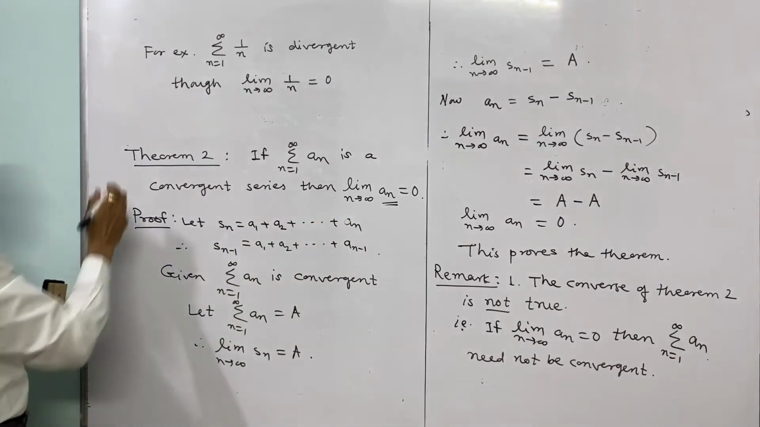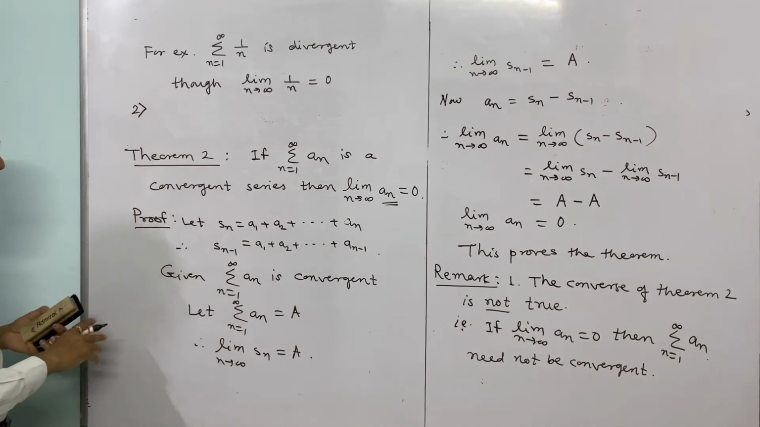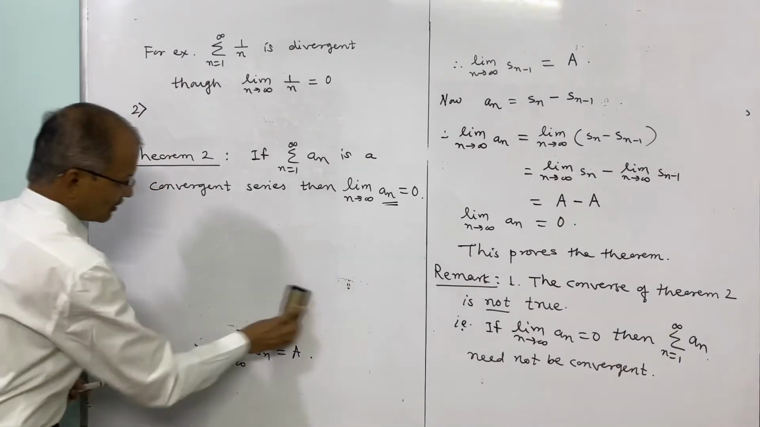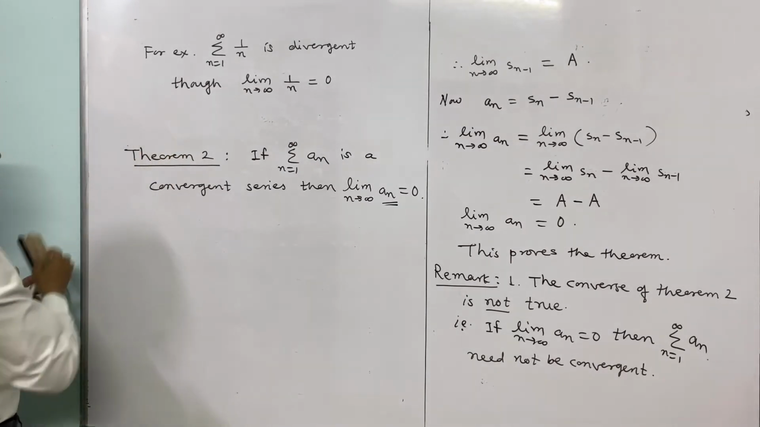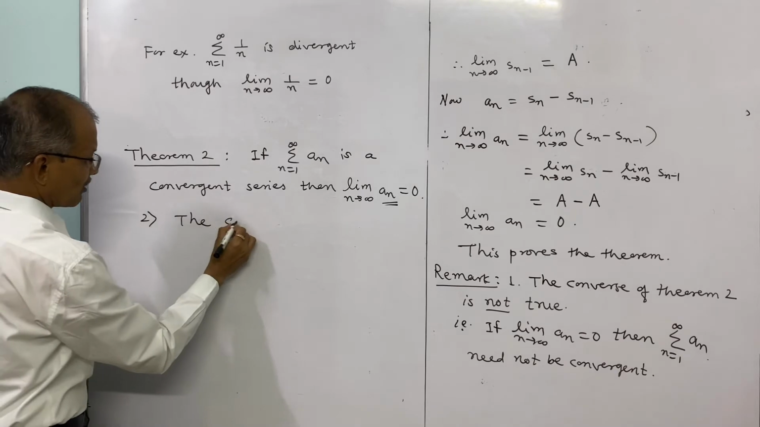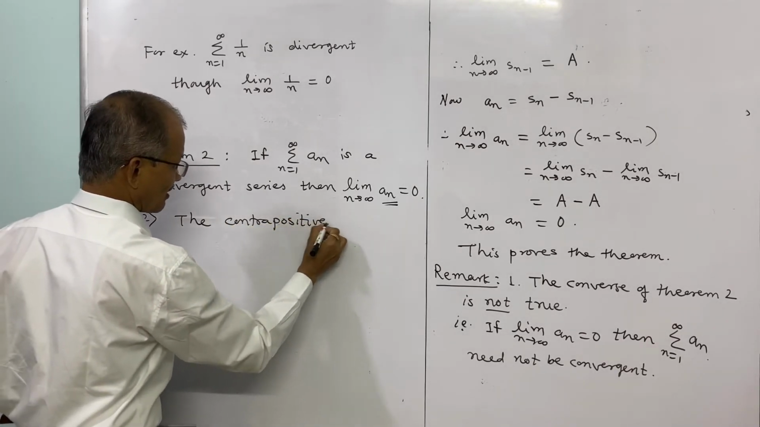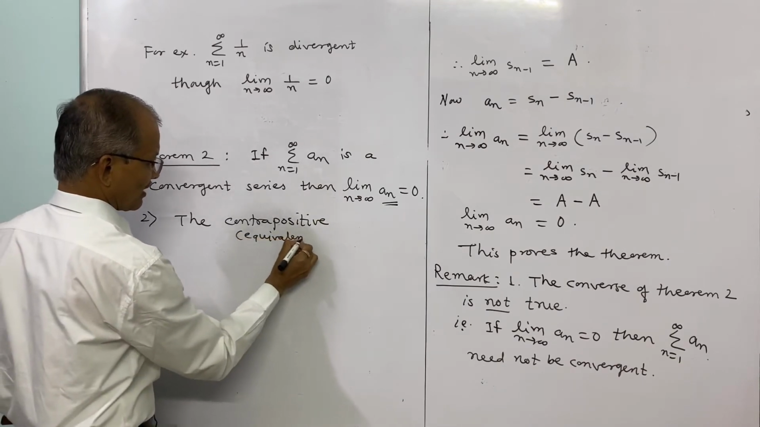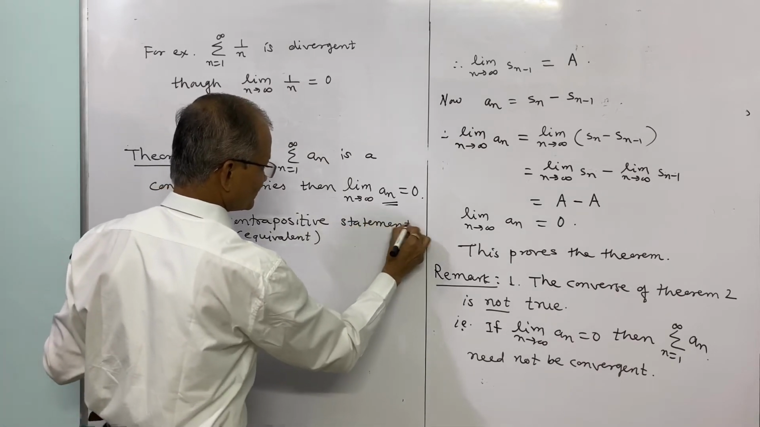And now we shall consider the second remark. We will take the contrapositive of this statement, the contrapositive of theorem 2. I shall write the second remark here. The contrapositive statement, or contrapositive, is always equivalent to the statement of theorem 2.